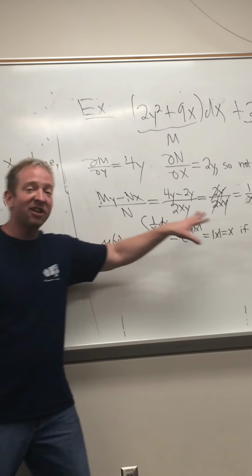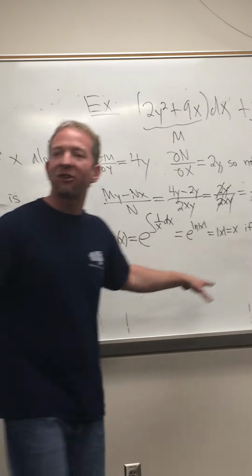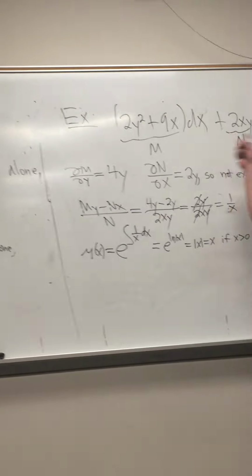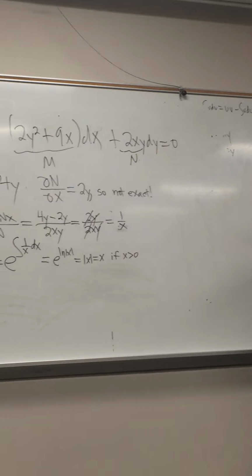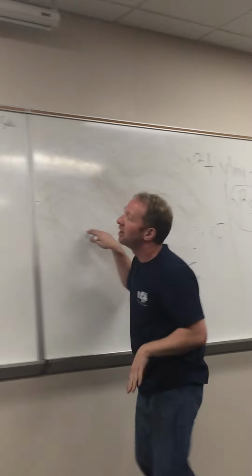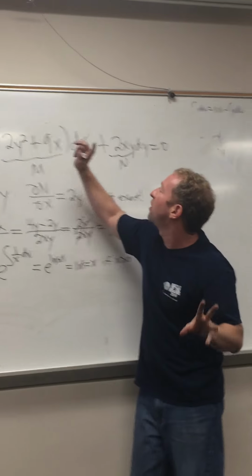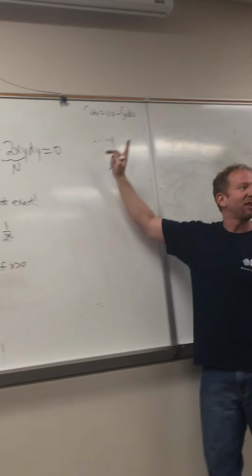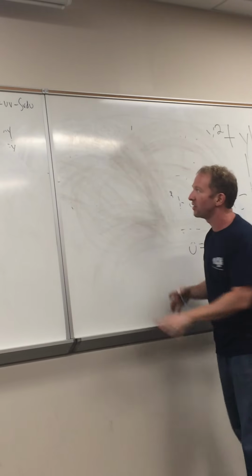So now this is our integrating factor. So what do we do with the integrating factor? We multiply it by what? By the whole thing. So we're going to take the whole equation and multiply it by the integrating factor. So take the whole thing. So multiply this by x, multiply this by x, multiply this by x, multiply this by x. The entire thing, right? So let's see.